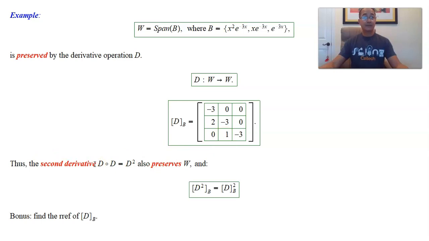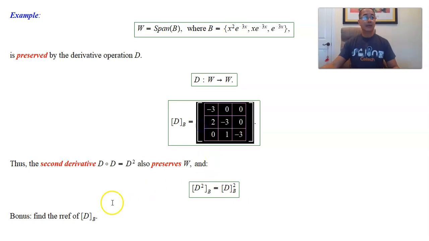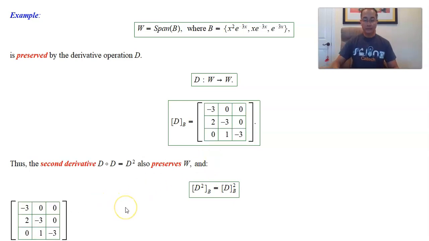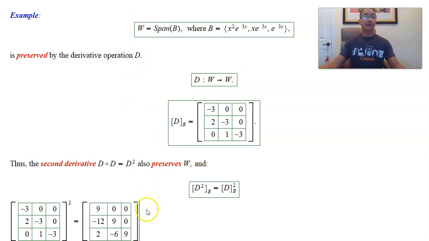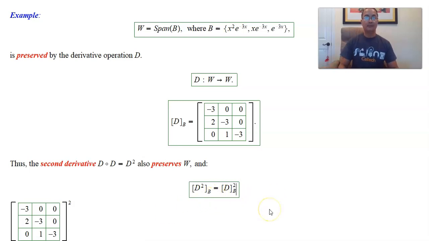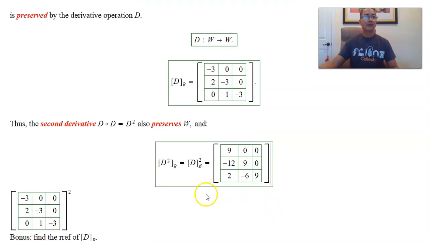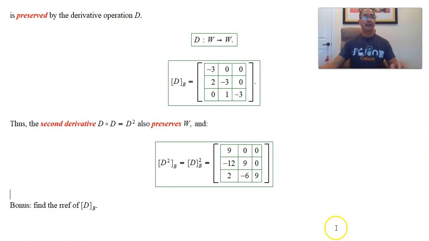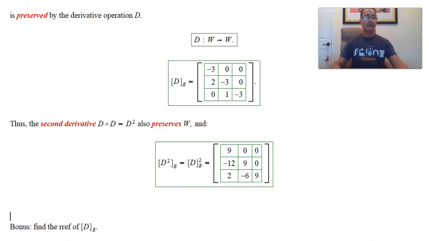Well, we can take a second derivative, okay? So the theorem just said, if you want the matrix for the second derivative, all you have to do is square this matrix, okay? So we can take that over here, and we can just square it, and we get, ooh, this is our matrix. So let's move that up. Okay, so that is the matrix for the second derivative, right?